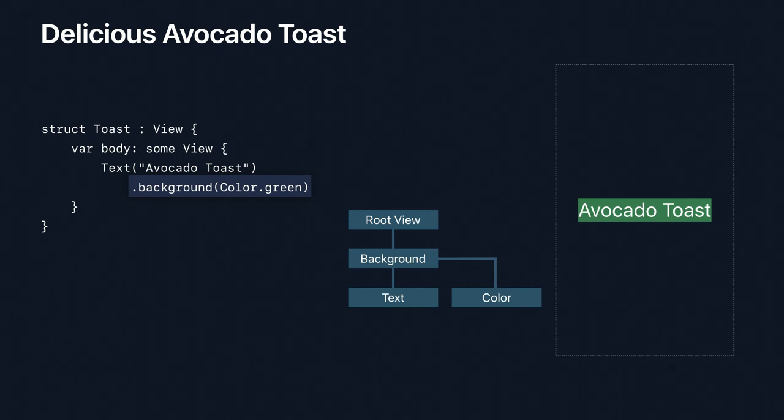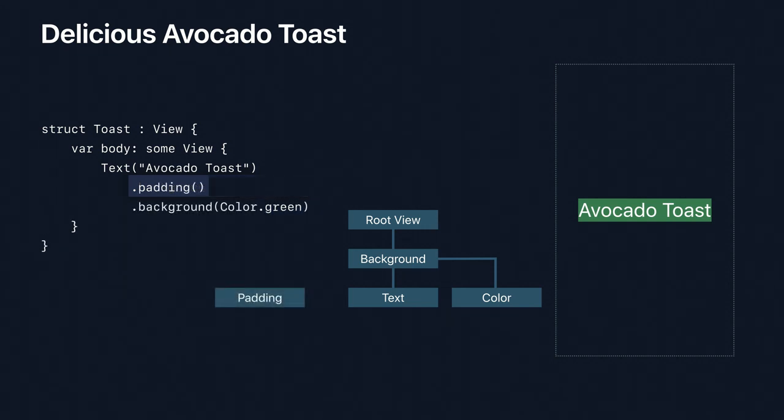So now the green background exactly matches the bounds of the text. So pro tip number 2, throwing a background or border color on a view is a really useful trick if you want to observe the view's bounds and you don't have a preview canvas handy. Okay, now I want a little bit more space around the text in the edge of the green box. So I'm going to insert some padding there.